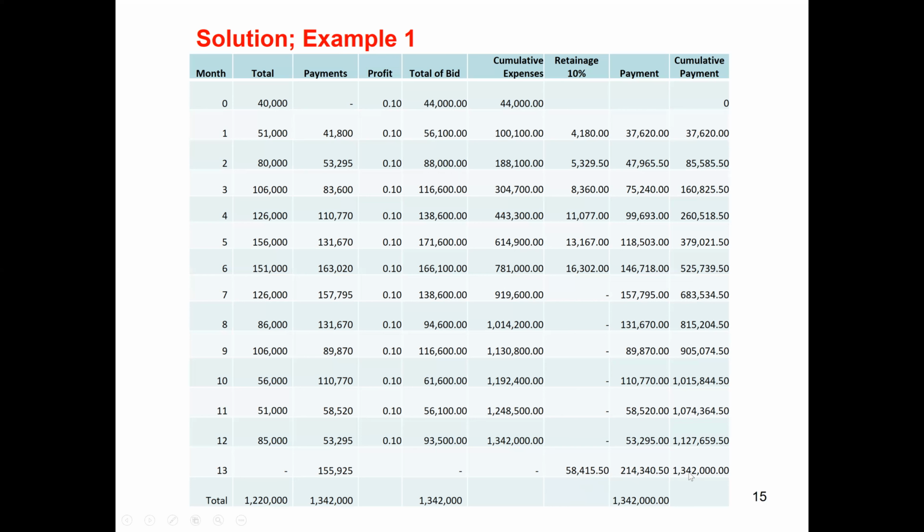The bid price was 1,342,000. Okay. So with this way, now we have the cumulative expenses column, and we have the cumulative payment column. And here we have the months. So we can put these months and draw the graph between cumulative expenses and cumulative payment.